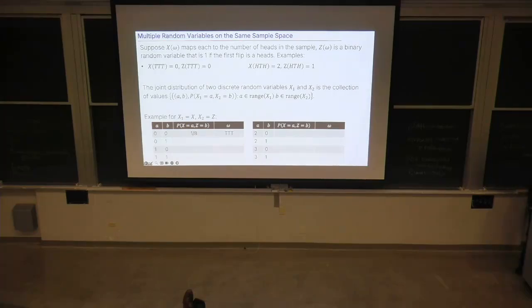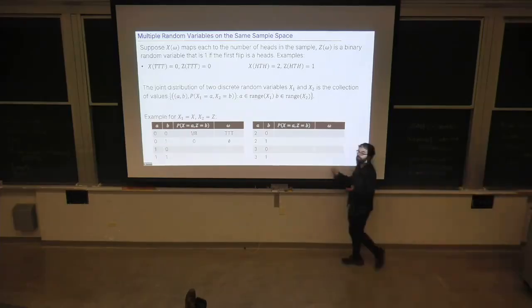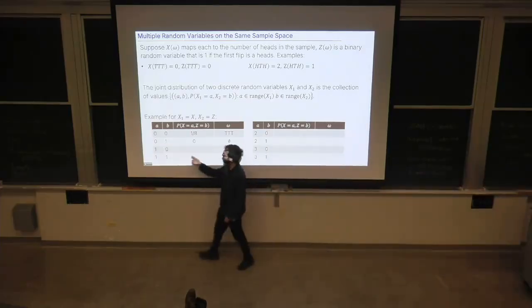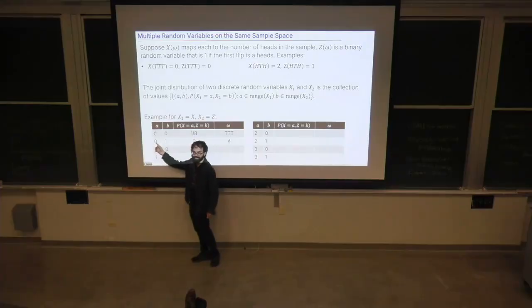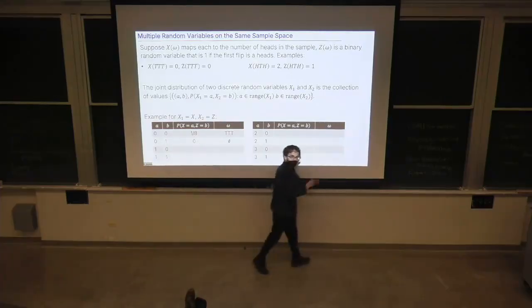What's the probability that x is 0, and z is 1? 0, right? Because there are no such inputs. There's no sample point there. Because you can't have 0 heads and start with a head. Doesn't make sense. So that's an empty one.